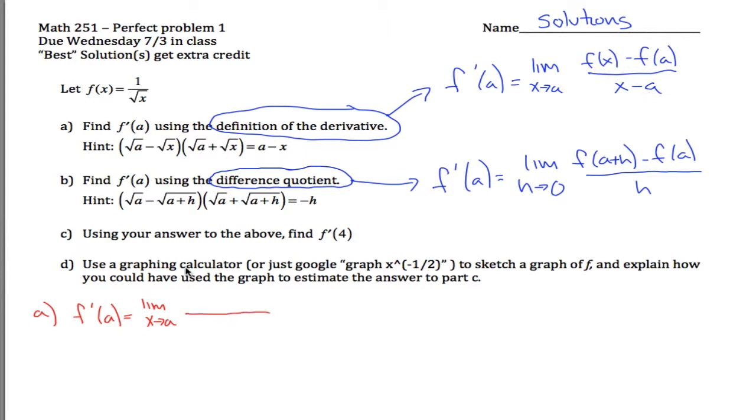Well, I know what f of x is. It's 1 over the square root of x. And I can figure out what f of a is, because if this is f of x, f of a is just change all the inputs, the x's, into a's. It's 1 over the square root of a. And I want to divide that by x minus a. So it's this limit that I want to evaluate.